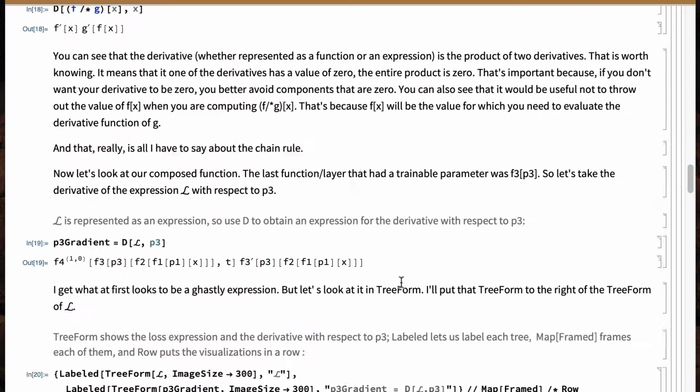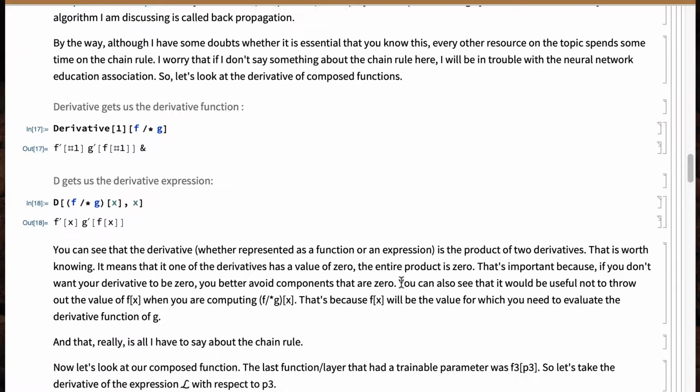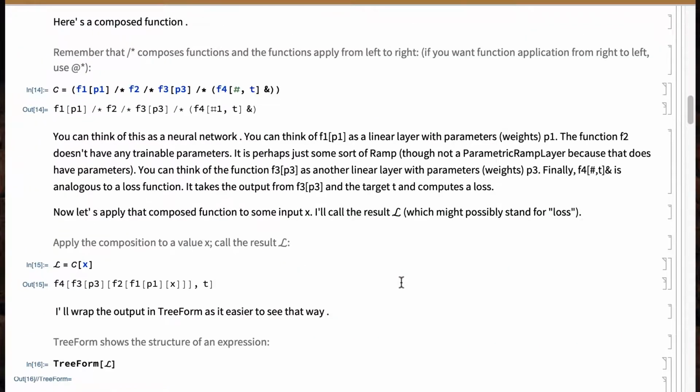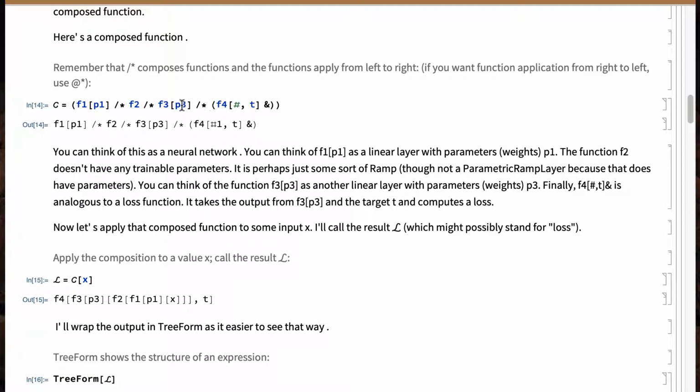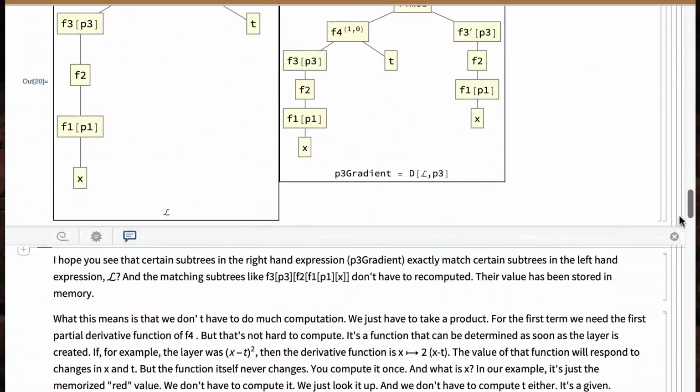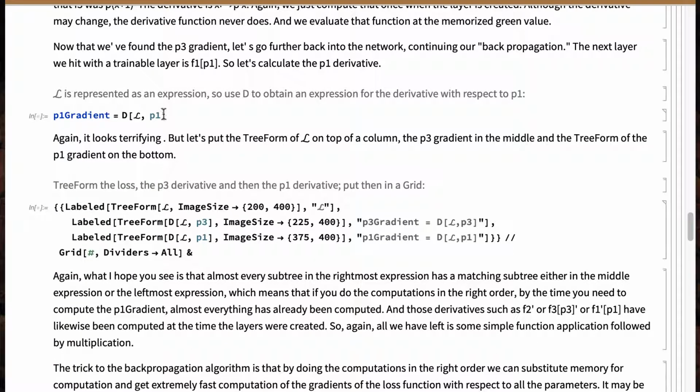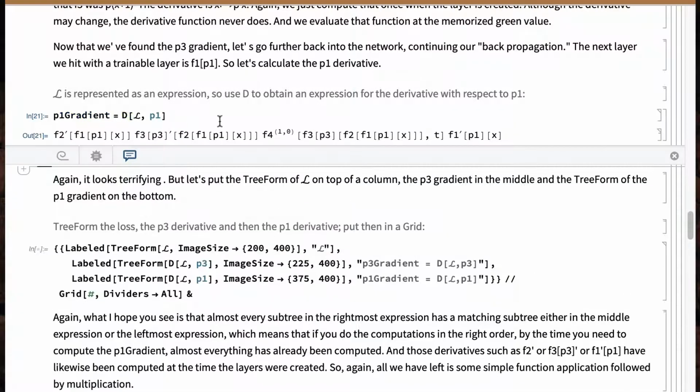So, now that I've found the P3 gradient, let's go back and look at that formula again. Here it is. I did the P3 derivative. My next layer that has a trainable parameter is this one, so I need next to form the derivative with respect to P1. So let's actually do that. And here's our expression. It's even more horrifying. Okay? But again, it's going to turn out to just be products. There's one product term, there's another product term, and there is yet another product term.